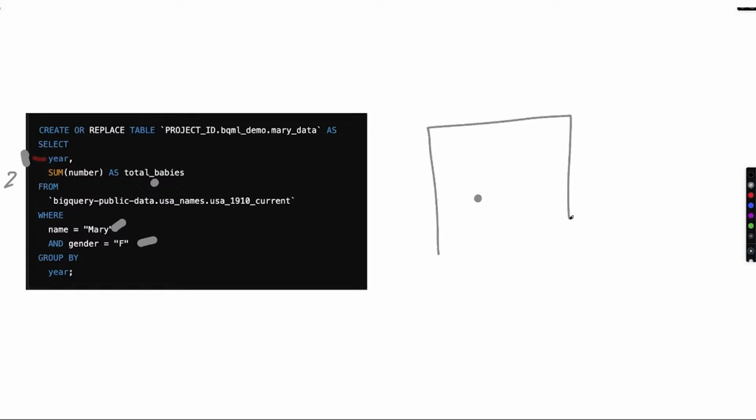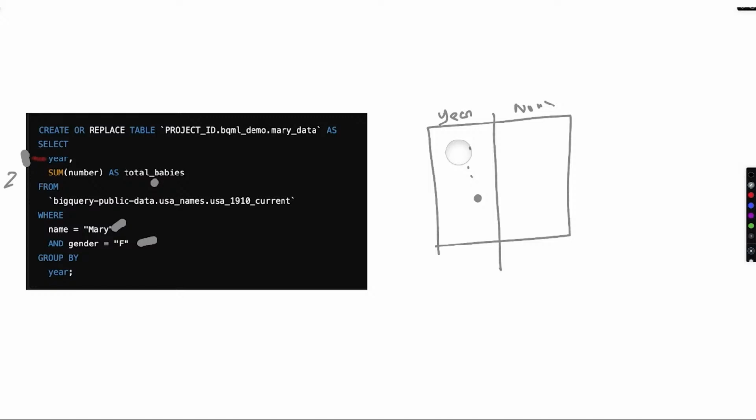So it will create a table like this as we ran before. The year will be there, year and number. This is what it will do. And then what we will be doing is creating a BQML model.